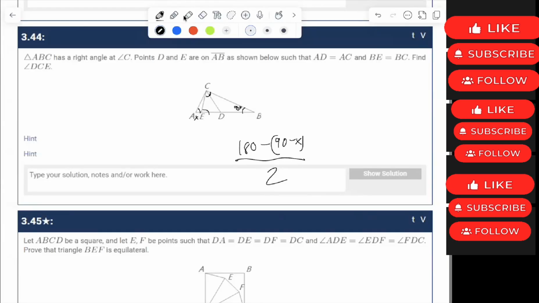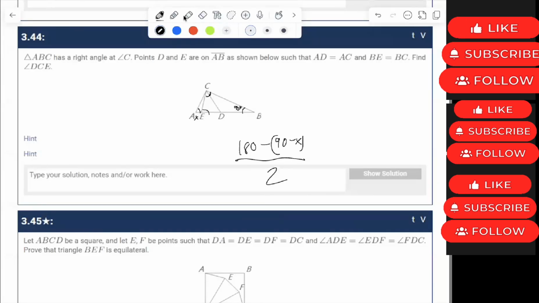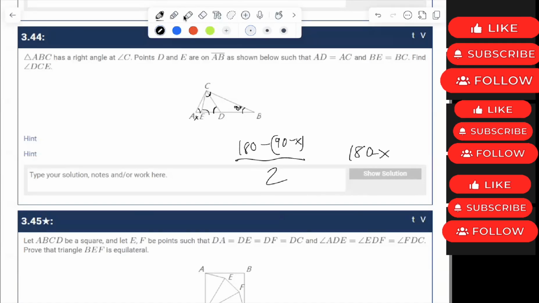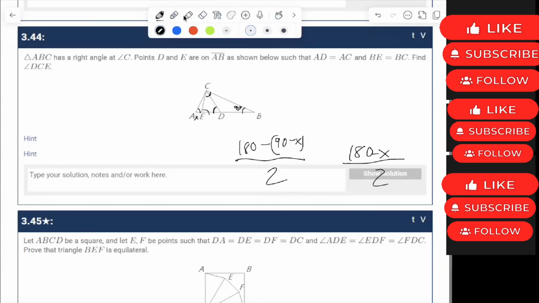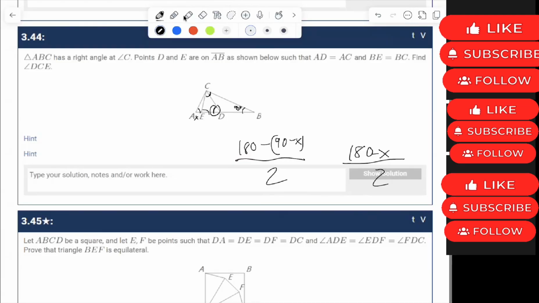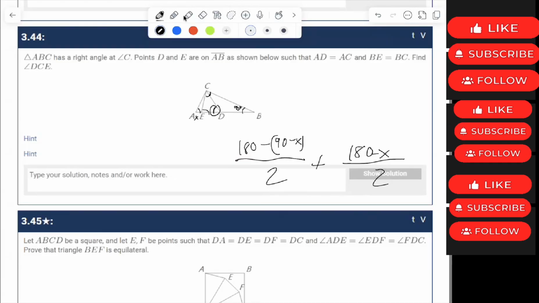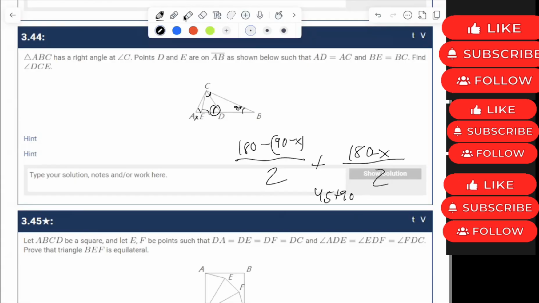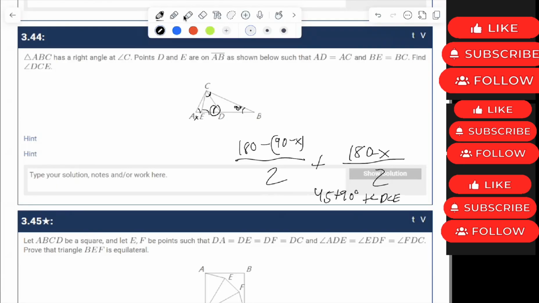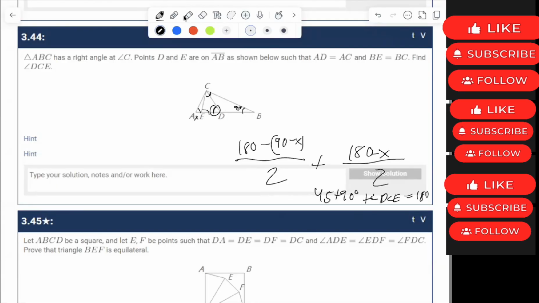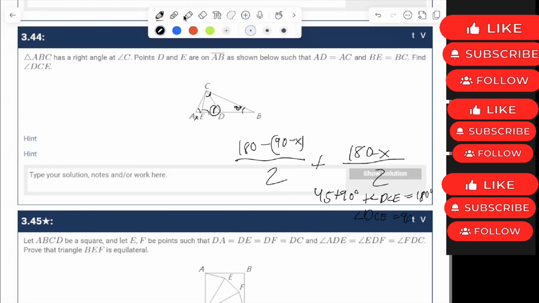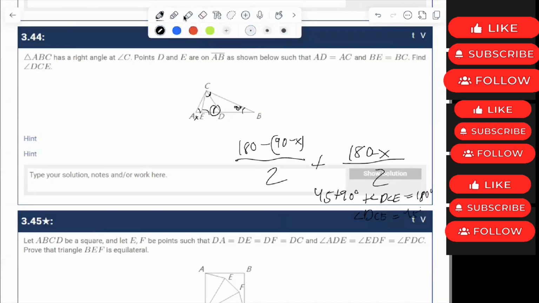Now, since we want to find DCE, and we know that this is going to be 180 minus X divided by 2. Do you see where I'm going? Well, since we know this is 180 minus X divided by 2, if we add this up, we lose all our X's, and we're left with 45 plus 90 degrees plus DCE is equal to 180. Solving leads to DCE is equal to 45 degrees. Right? And that's our answer to that question.